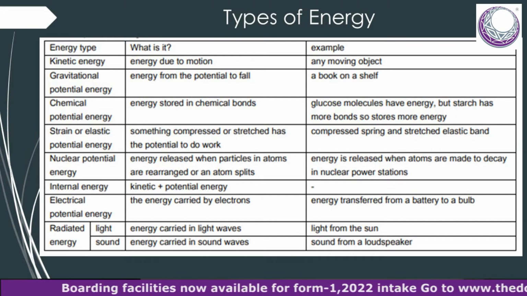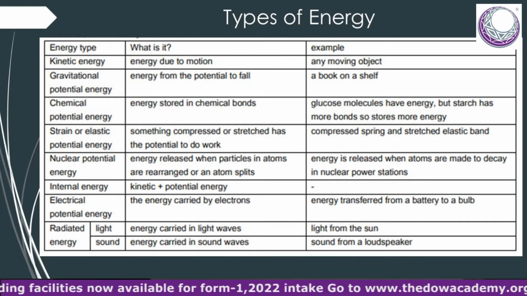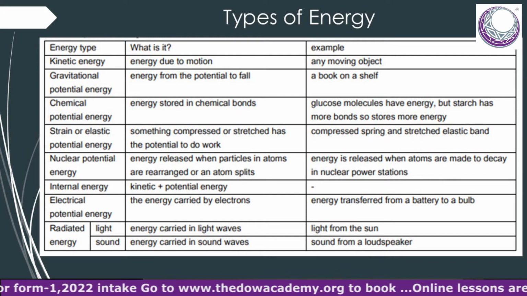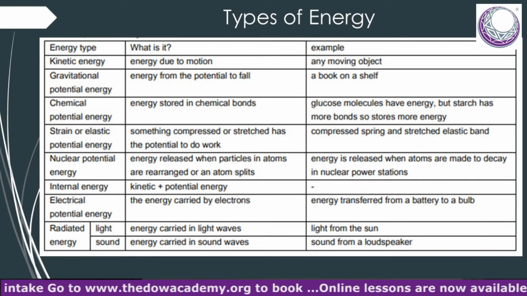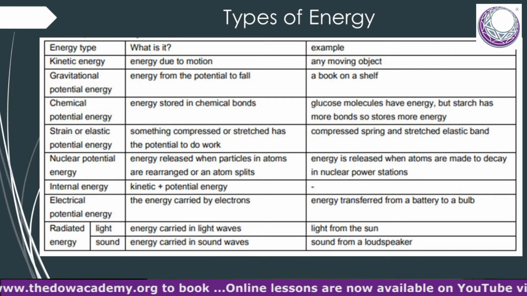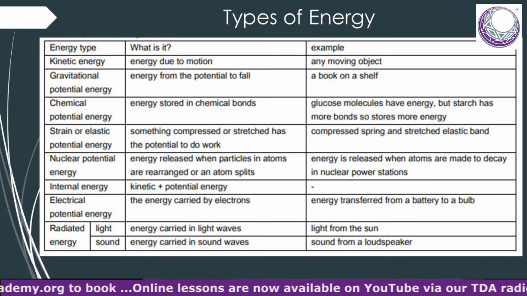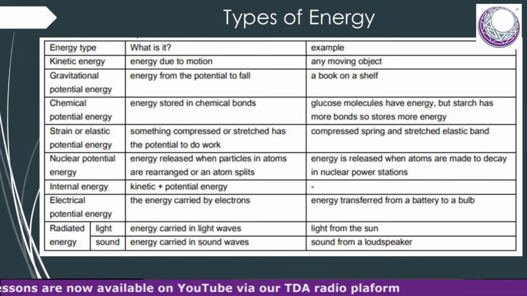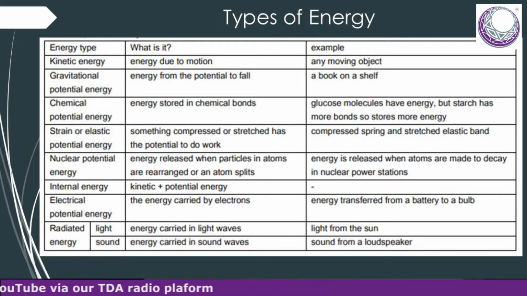We have nuclear potential energy, energy released when particles in atoms are rearranged. This will come in again as our last topic in physics under radioactivity. If you remember very well, you will look at nuclear reactions there. We are saying we've got radioactive substances which, when they collide with neutrons, give us this nuclear energy which we can use. So this is energy released when atoms are made to decay, radioactive decay in a nuclear power station, and we get a whole lot of energy from that.